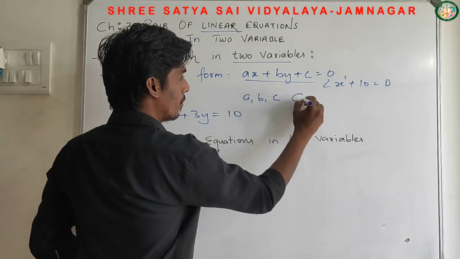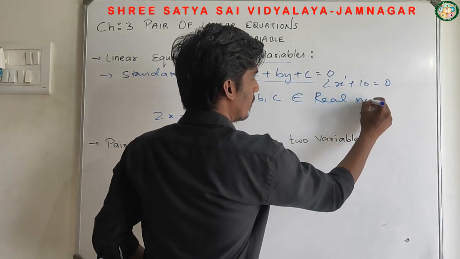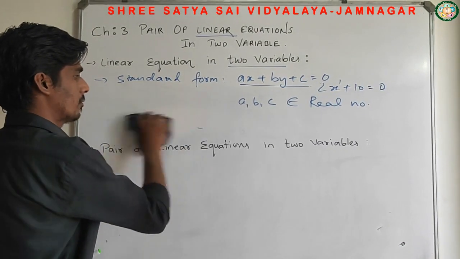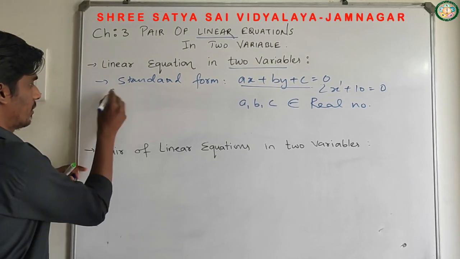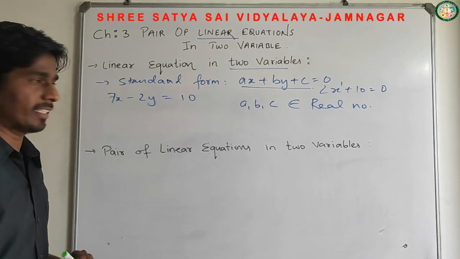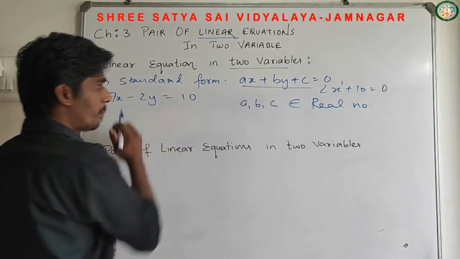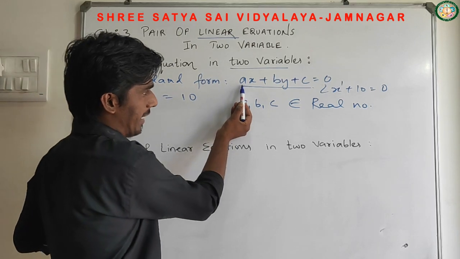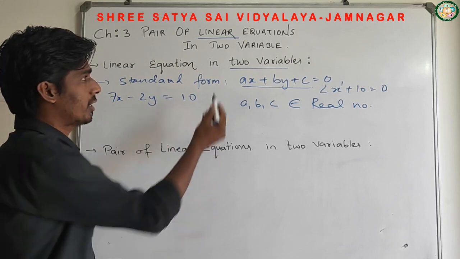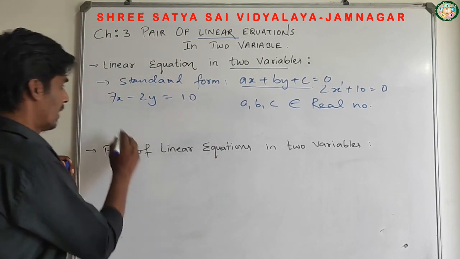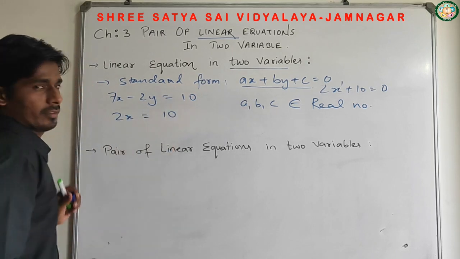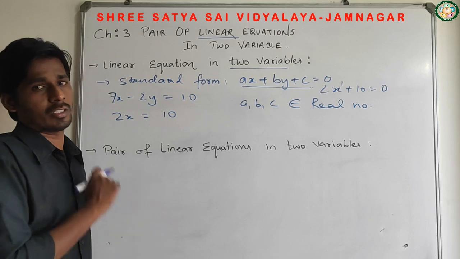A, B and C belong to the real numbers. Similarly, we can write another example, like 7x minus 2y equals 10. This is also a linear equation. Now, it is possible that either coefficient A or coefficient B might be 0. Then also we can say that the given equation is a linear equation with two variables. If I write 2x equals 10, this is also a linear equation with two variables.